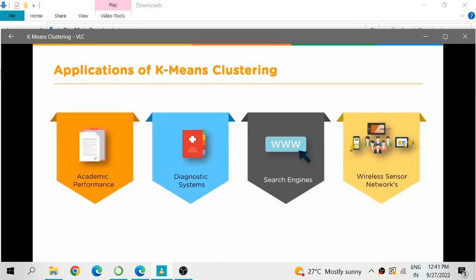Okay, and diagnostic systems to categorize a particular disease. Okay, and search engines to get information, like if you search for anything by using any keyword. Okay, so you just get a set of links. So on what basis will that set of links be given? By using this similarity basis.